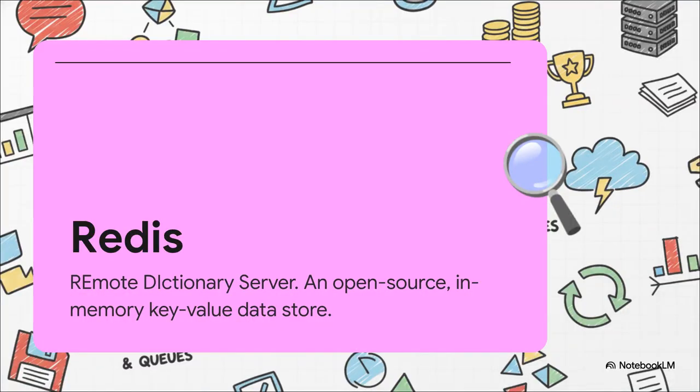He called it Redis, which is actually short for Remote Dictionary Server. And at its heart, it's super simple. It's a key value store. Think of it like a dictionary. You have a key, which is the word, and a value, which is the definition. But the real magic, the secret sauce, is in that other part of the description: in memory.